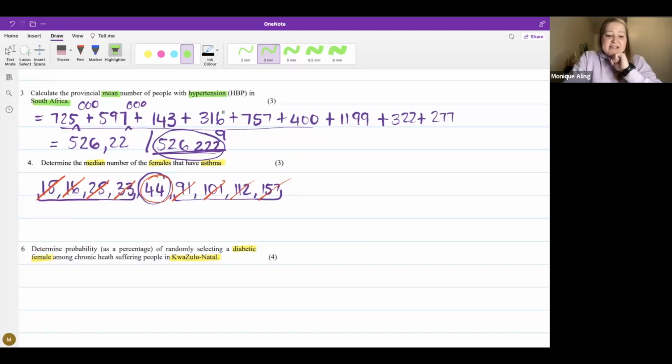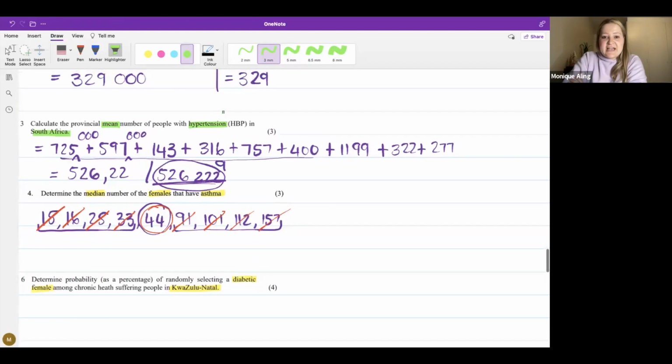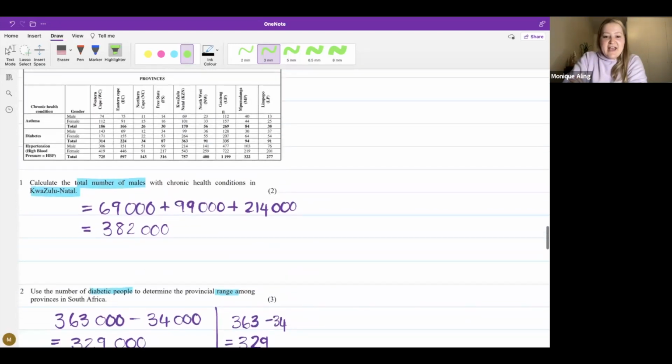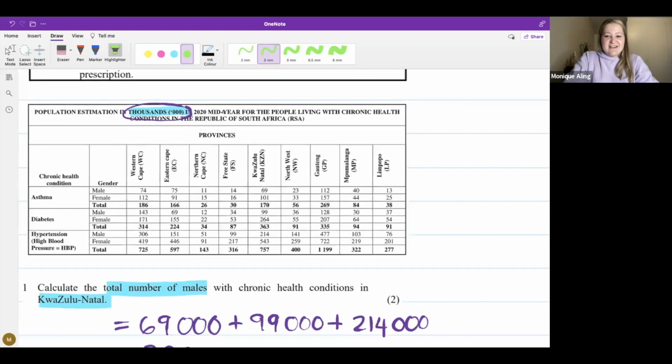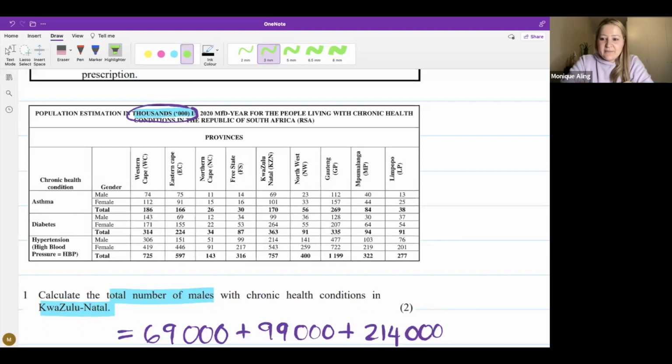Okay, so let's remind ourselves quickly about the next question. Randomly selecting a diabetic female amongst everyone suffering from a chronic health condition in KZN. Ben raised his hand. Yes, Ben. Just check for a pop-up on your screen. There we go. Hi, ma'am. I got 72.70%.